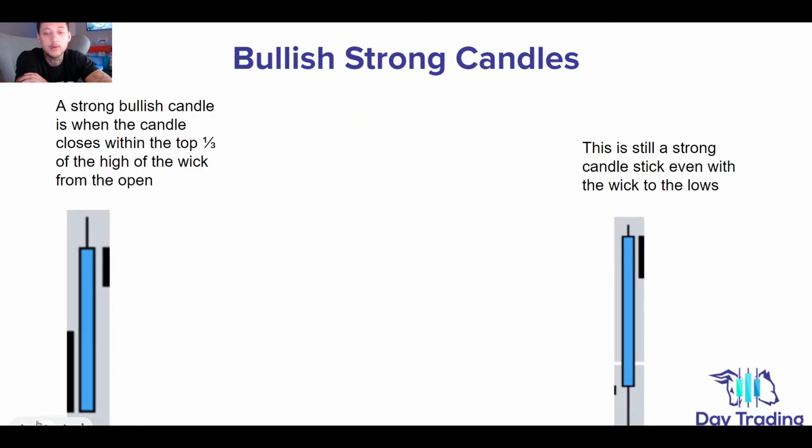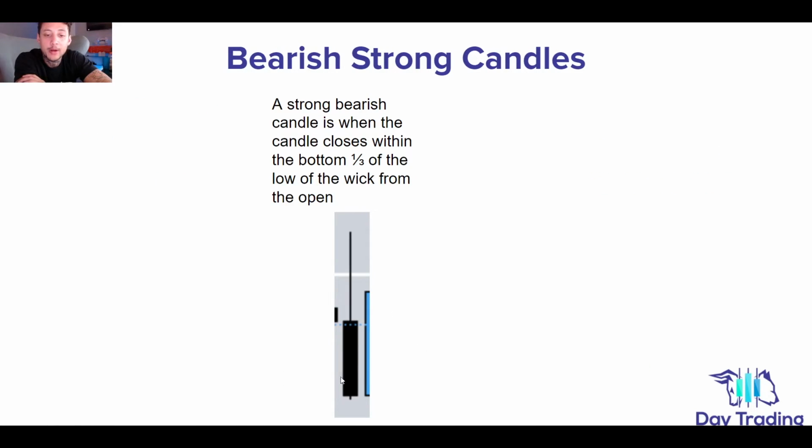So I'm going to go back really quick, right? A bullish candlestick, we're going to measure from the open to the high of the wick. We're going to measure a bearish candlestick from the open to the low of the wick. So notice how this candle closed within the bottom third. This is going to be a very strong bearish candlestick.